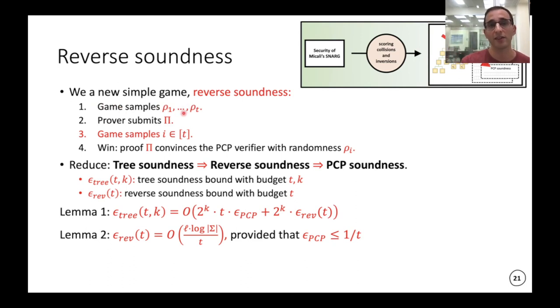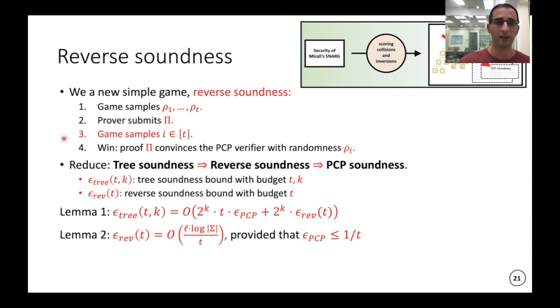Only then is this given to the prover, and the prover, as a function of these randomnesses, submits a proof pi. But then the game samples a random index I, and the prover wins if pi convinces the PCP verifier with randomness rho I. So we choose a lot of randomnesses, the prover chooses the proof pi as a function of them, and then we choose a random one, and he wins if pi convinces the PCP verifier with randomness rho I. This is very similar to the weak inversion we talked about earlier.